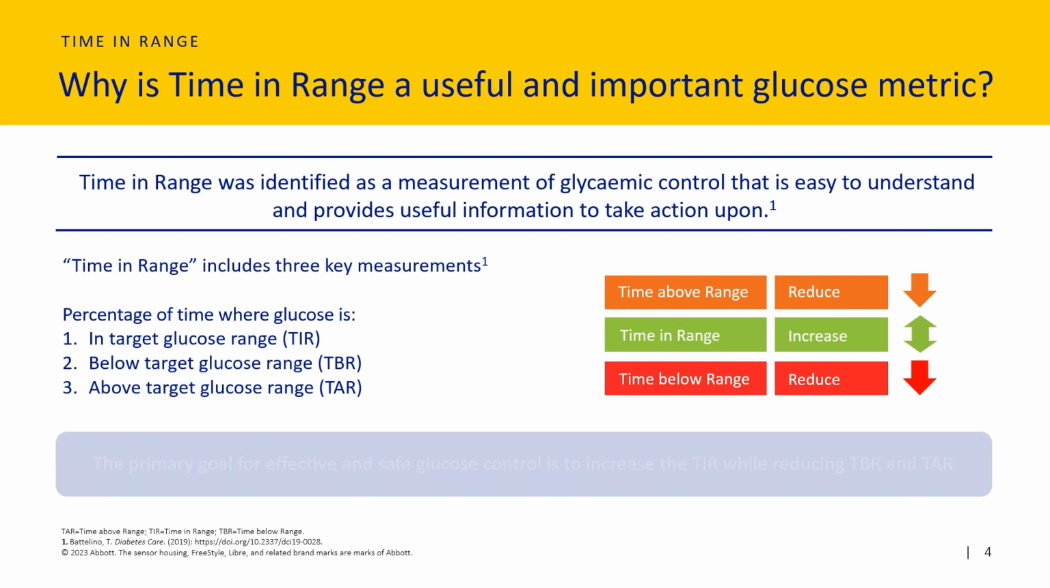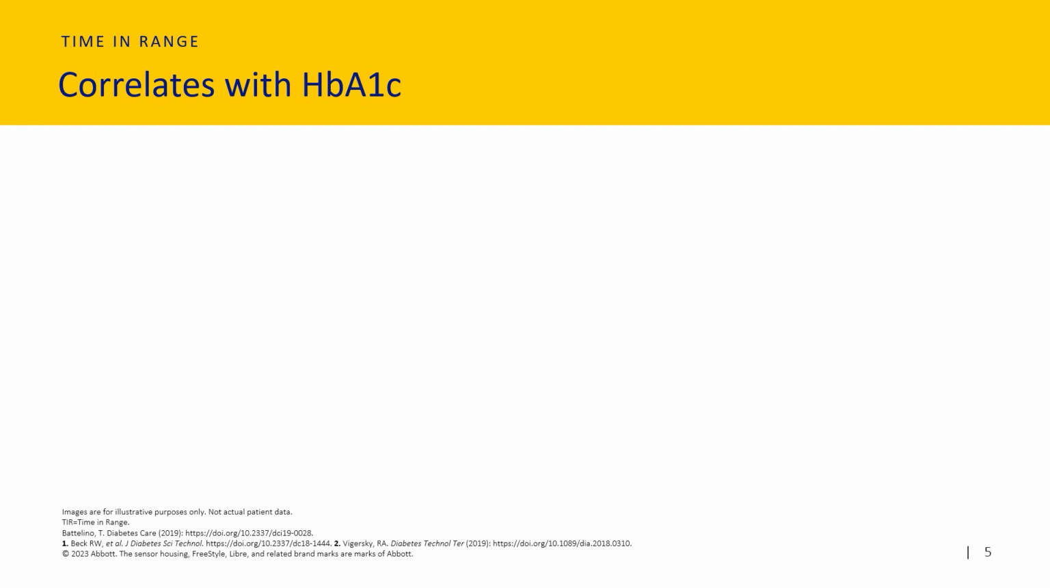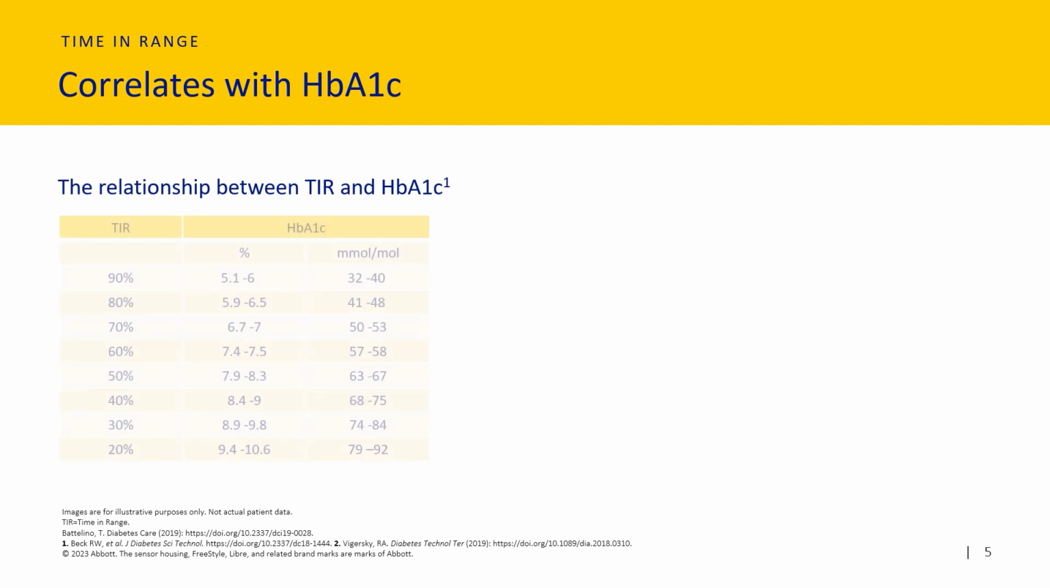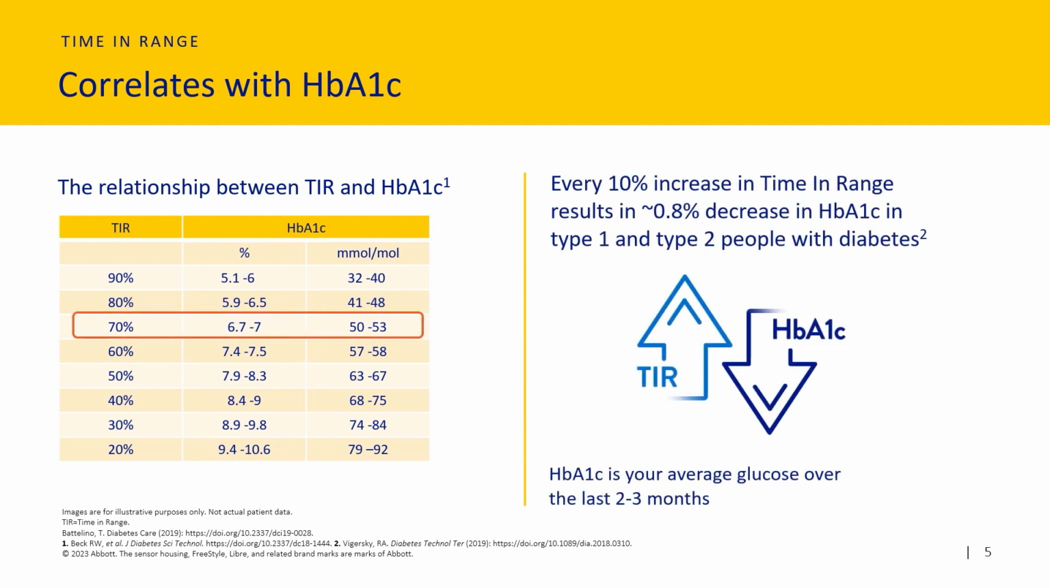The primary goal for effective and safe glucose control is to increase the time in range by reducing time below range and time above range. As well as being easy to measure and understand, time in range has been found to relate directly to HbA1c. In studies where time in range has been compared to HbA1c, we've been able to observe that as time in range increases, HbA1c decreases. A 70% target of time in range is recommended as it strongly correlates with the HbA1c goal of 7.0%.